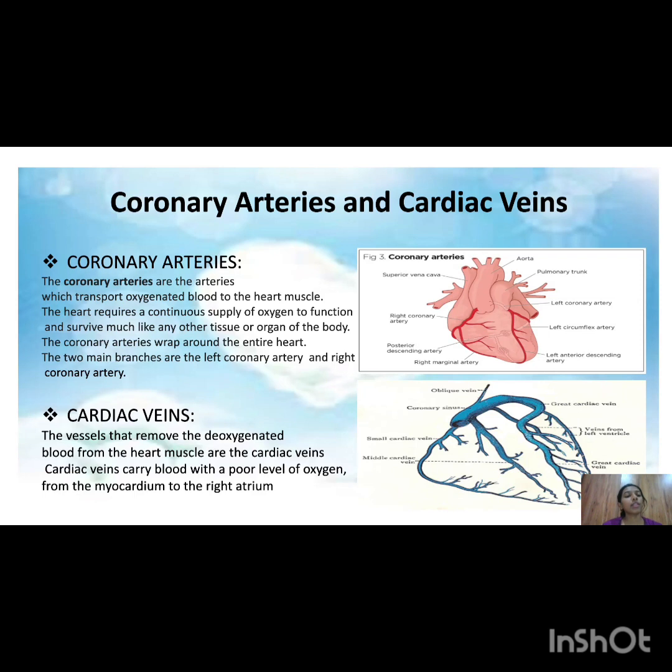Cardiac veins. The vessels that remove the deoxygenated blood from the heart muscle are the cardiac veins. The cardiac veins carry blood with a low level of oxygen from the myocardium to the right atrium.